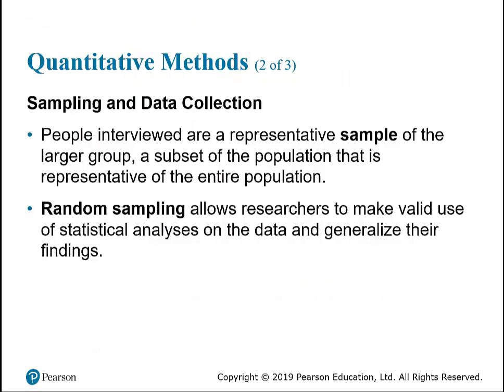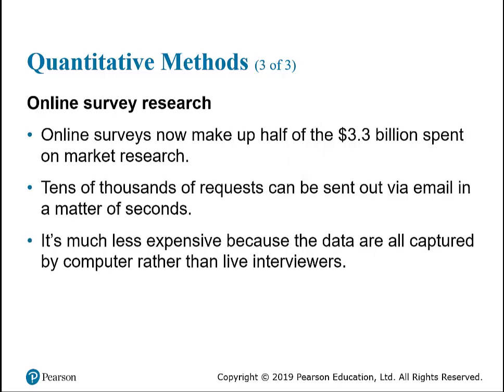Sampling and data collection. With sampling, people interviewed are a subset of the population that is representative of the entire population. What's the importance of a sample being drawn at random? How does randomization make the sample more generalizable to the larger population? Online survey research: online surveys now make up half of the $3.3 billion spent on market research. Tens of thousands of requests can be sent out via email in a matter of seconds.